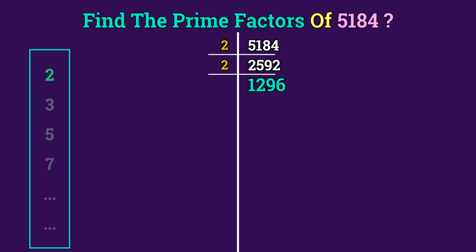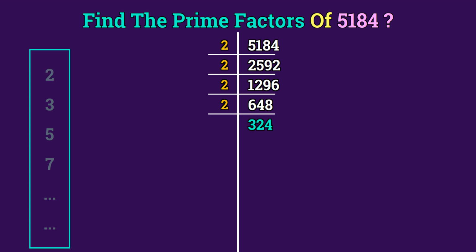Dividing 1296 by 2, which equals 648. So 1296 divided by 2 equals 648. Dividing 648 by 2, which equals 324. So 648 divided by 2 equals 324.